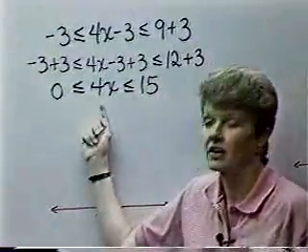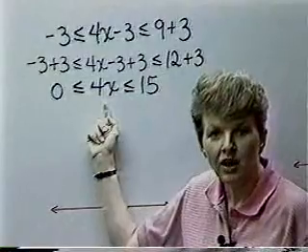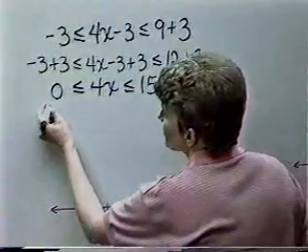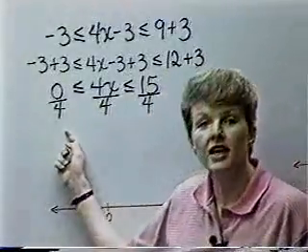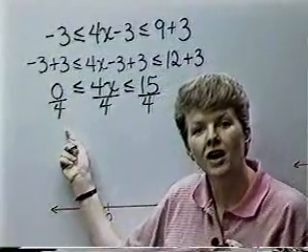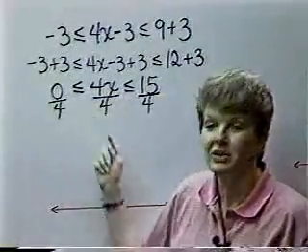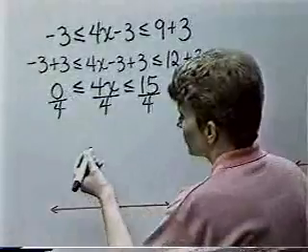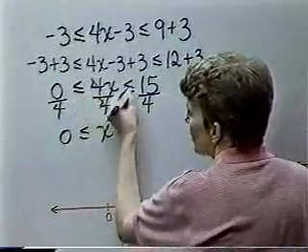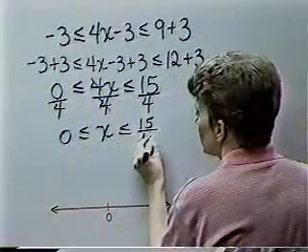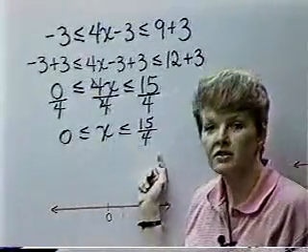Now to finish solving, I want the coefficient of x to be 1. To do this, I'll divide through by 4, the coefficient of x. So divide by 4, divide by 4, divide by 4. And the same rule holds here. If you multiply or divide through by a negative number, you must reverse the direction of your inequality signs. So 0 divided by 4, that's 0, less than or equal to x, less than or equal to 15/4, which I'll leave as an improper fraction. This is my solution then.